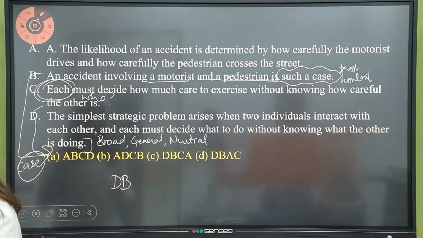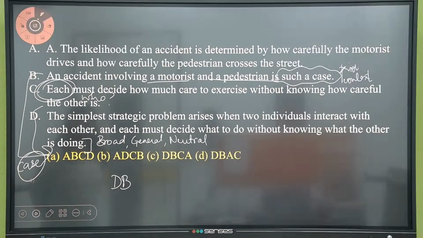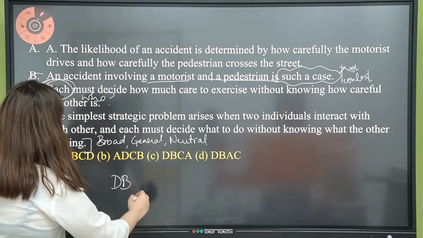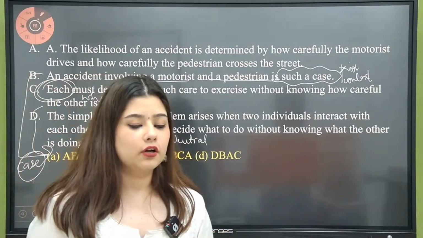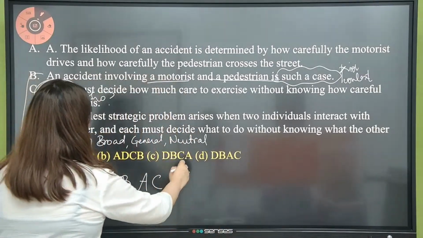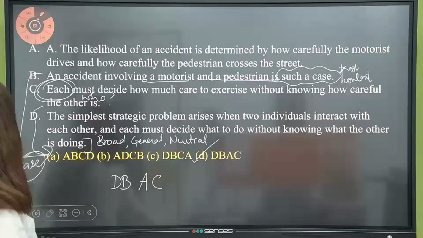Let's have a look at the third sentence. Now, the likelihood of an accident is determined by how carefully the motorist drives and how carefully the pedestrian crosses the street, and each must decide how much care to exercise without knowing how careful the other is. So, A and then C would be a good concluding statement for us. So, option D, B, A, and C.